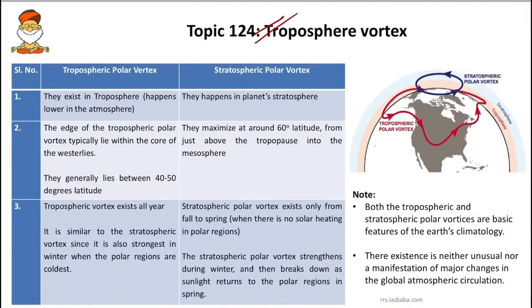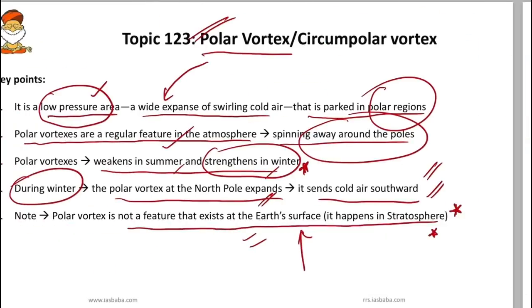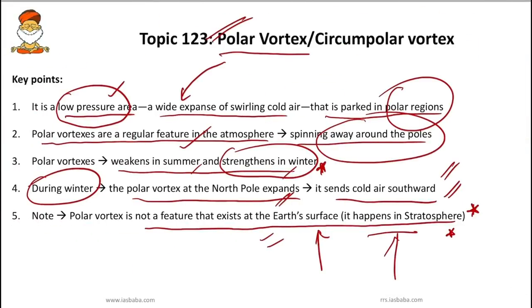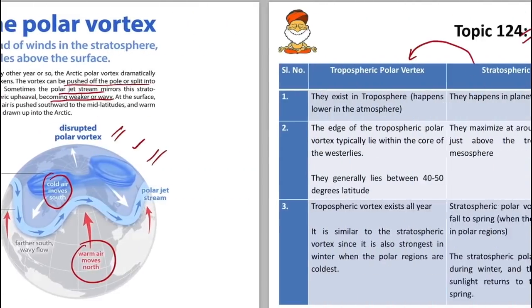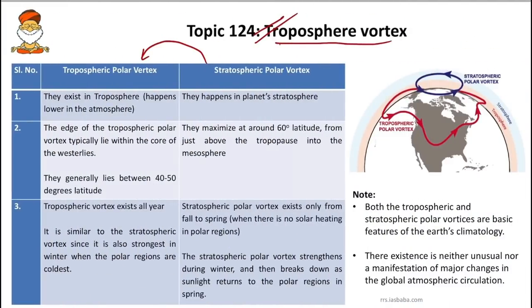So the next important topic is the tropospheric vortex. Similar to the stratospheric polar vortex, we have a tropospheric vortex. This will be easy to understand because we already know what the polar vortex is, which is in the Earth's stratosphere. Similar to this, we have one more similar structure in the atmosphere, that is the tropospheric vortex or tropospheric polar vortex.